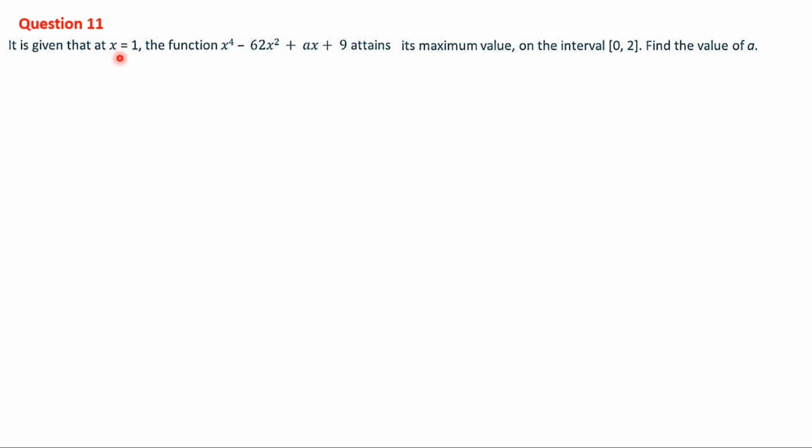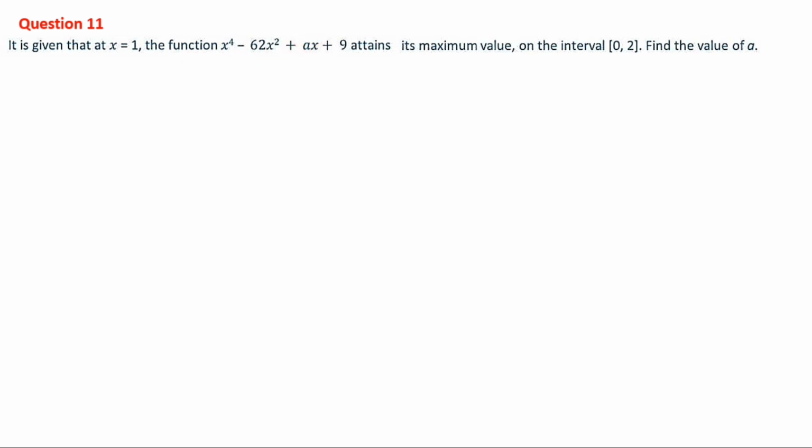Given the condition, at x equals 1 this function attains its maximum value. The given interval is [0, 2]. We are asked to find the value of a. Quite a simple question. First of all, take this as f of x. As before, find f dash x, and since at x equals 1 the function attains its maximum value, f dash 1 is equal to 0. If you put f dash 1 equal to 0, we will get the value of a.